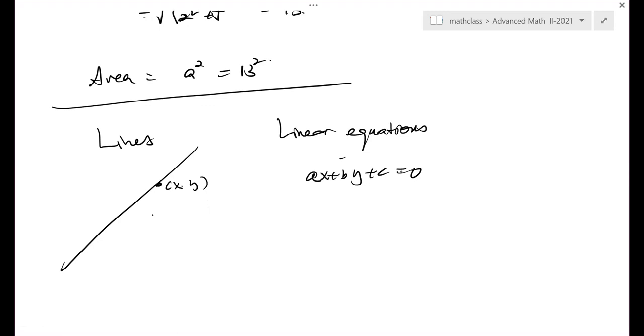Now the equation is not a unique form. It depends on how you express it. You can express it in a different way. If you express it in the slope-intercept form, that's a unique form. Right now it's not unique. You can multiply both sides by 2 and get another equation, but essentially it determines the same line.